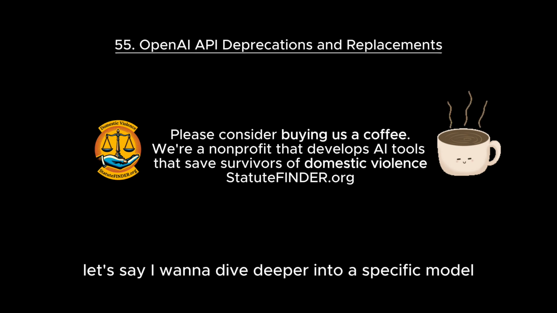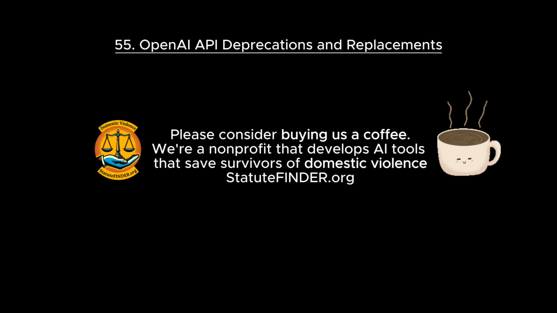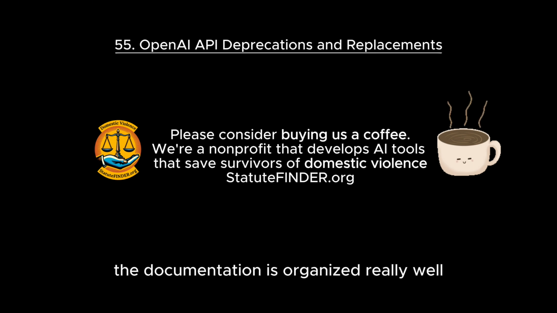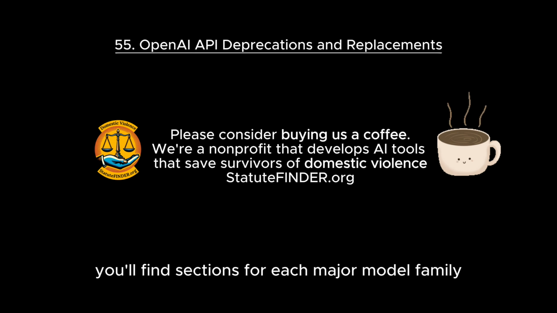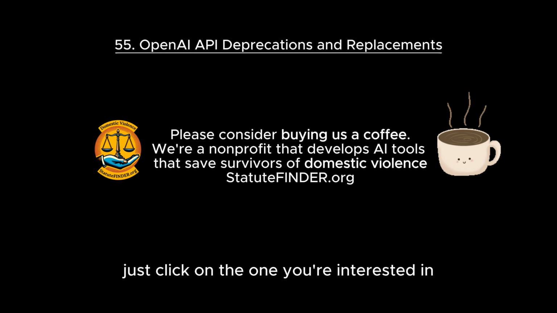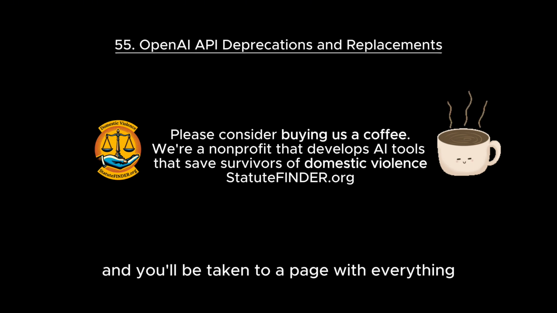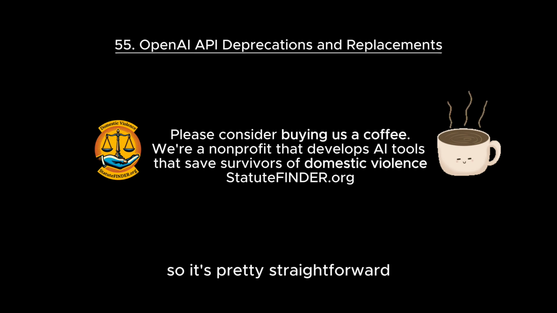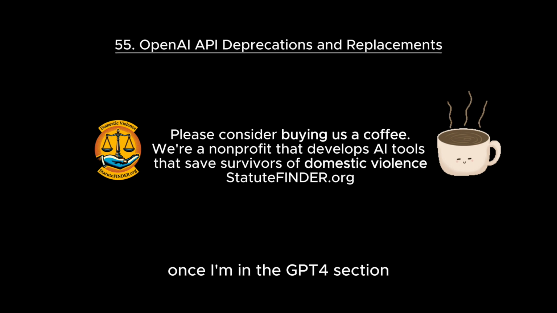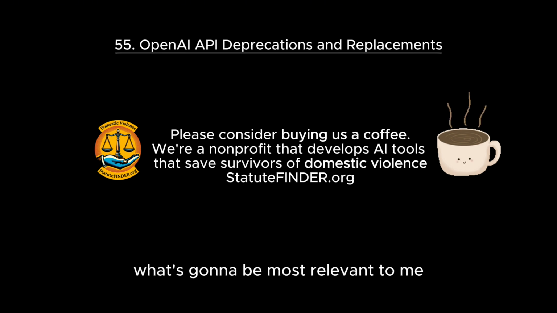Exactly. Now, let's say I want to dive deeper into a specific model, like GPT-4. What's the best way to navigate to that information? The documentation is organized really well. You'll find sections for each major model family, like GPT-3, GPT-3.5, and GPT-4. Just click on the one you're interested in, and you'll be taken to a page with everything you need to know. So it's pretty straightforward. Very straightforward.